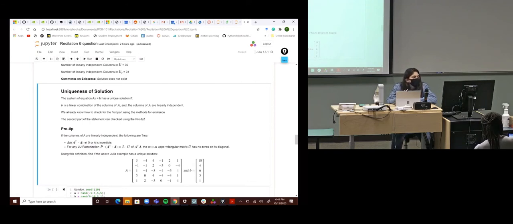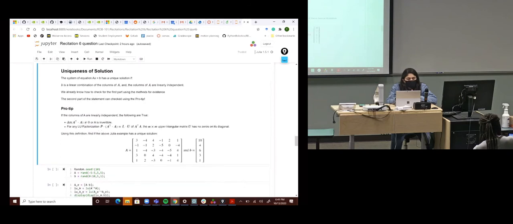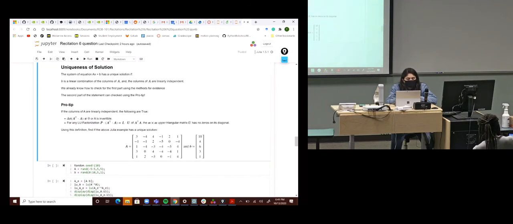Now, do we know how to do that? Yes, we do. We can use the pro tip, which says that the columns of A are linearly independent if either the determinant of A transpose A is not zero, or, from our LU factorization, U has no zero elements on its diagonal, which was essentially the first point of our semi-protip, which forms the full protip.